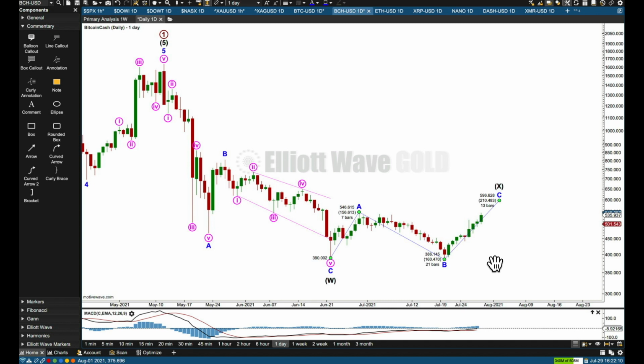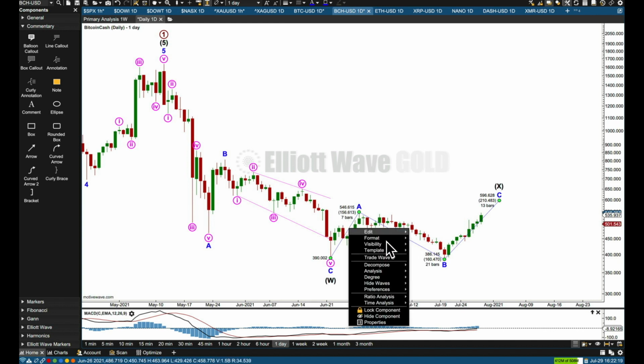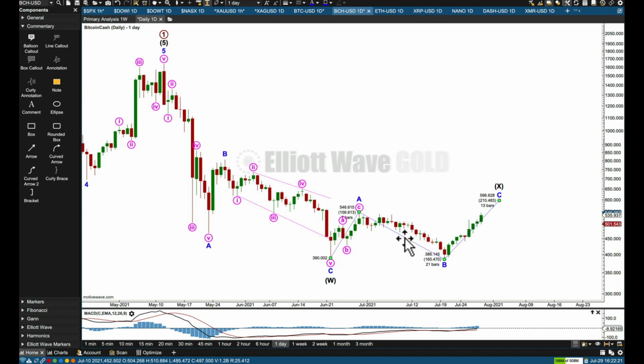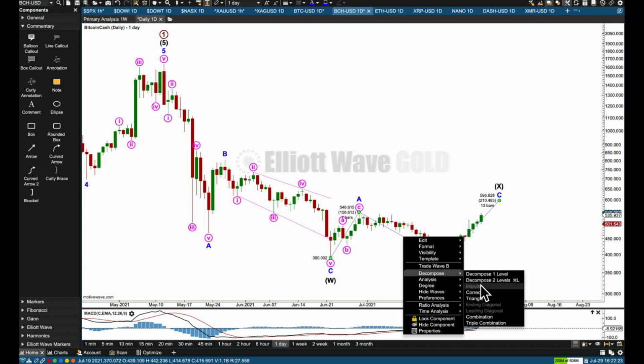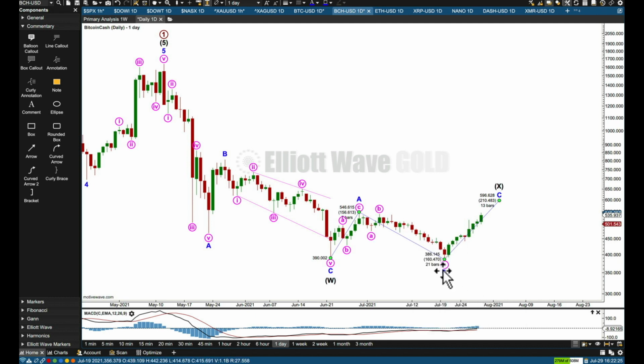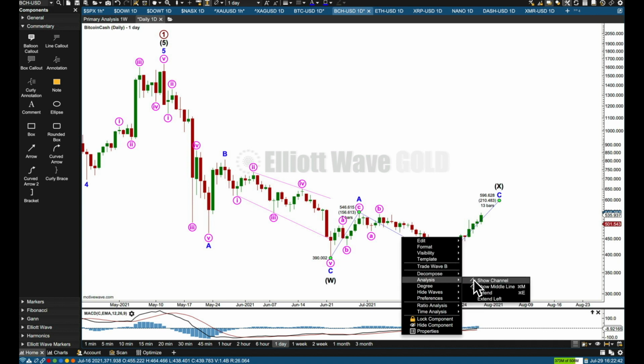This looks like, well, this is obviously a flat correction. A is a 3, B looks like a pretty good 3. Let's put some labels in there. And let's calculate the length of B in relation to A to figure out what kind of flat this is. So B is a 1.02 length of A, so this should be a regular flat if I've got this bit right.